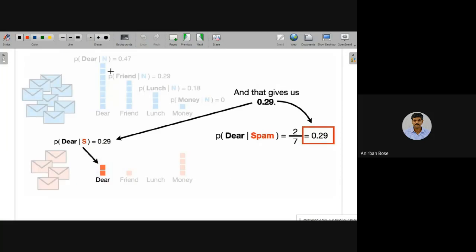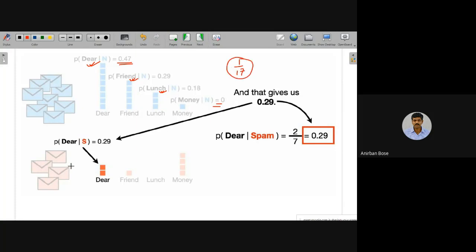Now here you can see this is 0.47. This one is 0.47. This one is 0.29. This one, lunch, is 0.18, and the money is, what is the value of money? It's very small, I think, and I don't know why it's written 0, but it will be 1 by 17. So you can understand what value will be there.